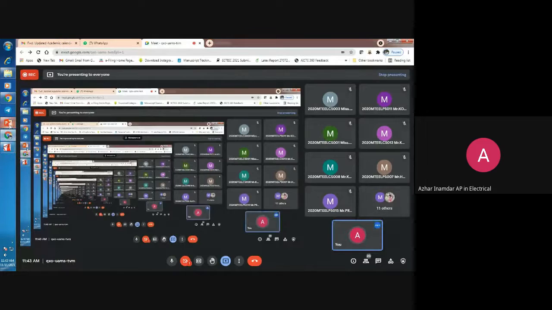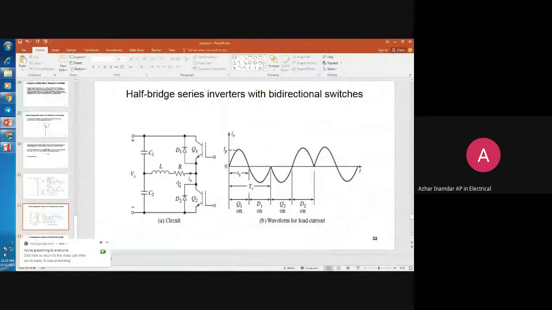Sorry for the interruption. Okay, so we will see the half bridge inverter with bidirectional switches. You can see here the circuit diagram and the waveform for the load current. It consists of two capacitors and two switches which are bidirectional because we are connecting diodes in anti-parallel.